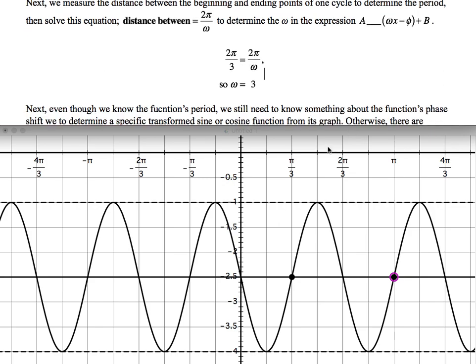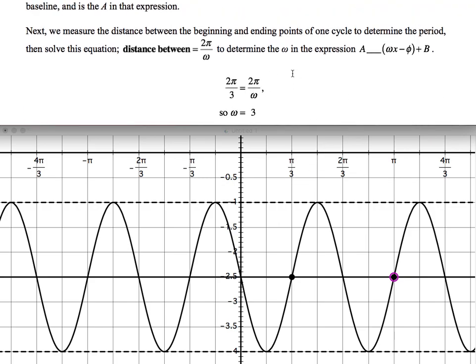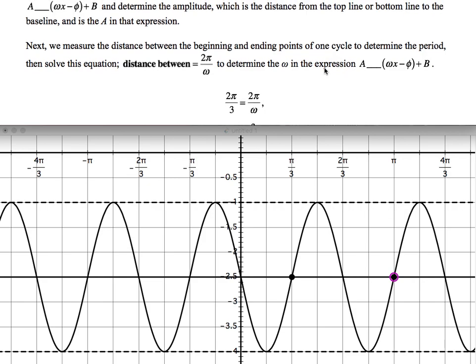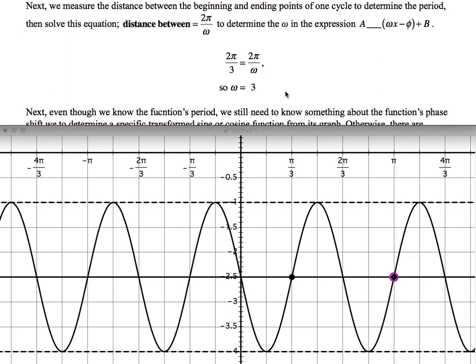and that is your period. And the distance between pi over 3 and pi is 2 pi over 3. Then you set that distance equal to the formula for a period, which is 2 pi over omega. That's the formula for sine and cosine functions. And so you can just see. You don't have to do any math here. You don't have to do any algebra. You can just see that 3 and omega are equal.